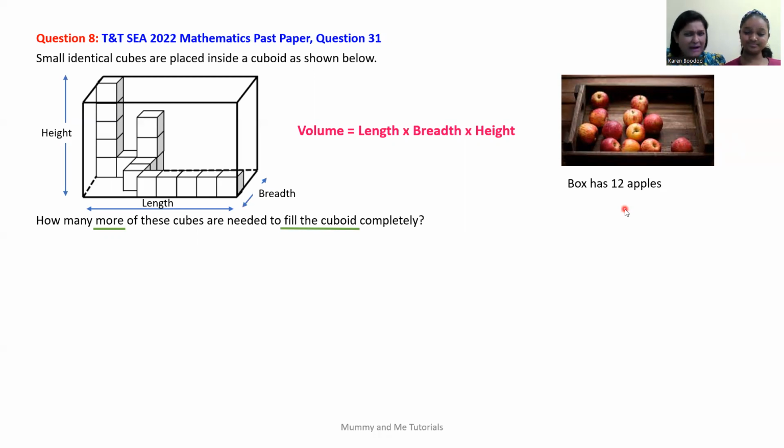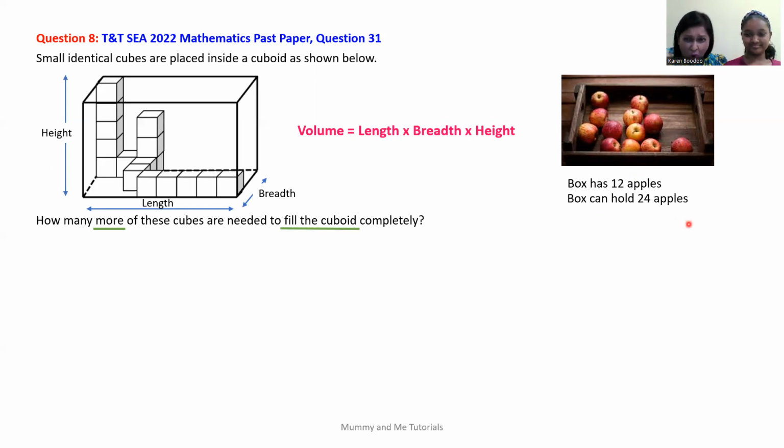Yes. All right. How many apples do you think this box can hold if it is completely filled? 1, 2, 3, maybe a fourth one here. 4, 5, 6, 7, 8, 9, 10, 11, 12, 13, 14, 15, 16, 17, 18, 19, 20, 21, 22, 23, 24 apples. Delicious, juicy apples. So this box can hold 24 apples.